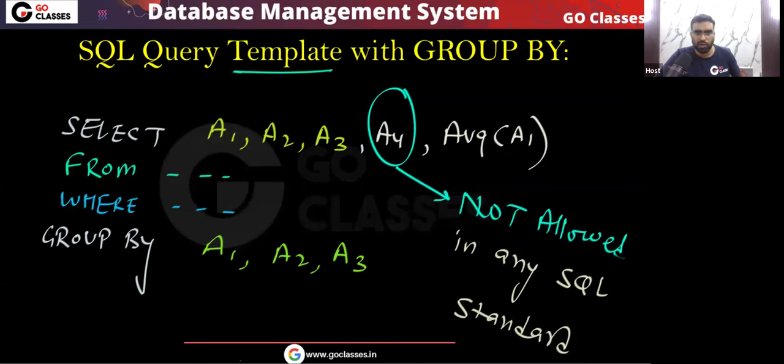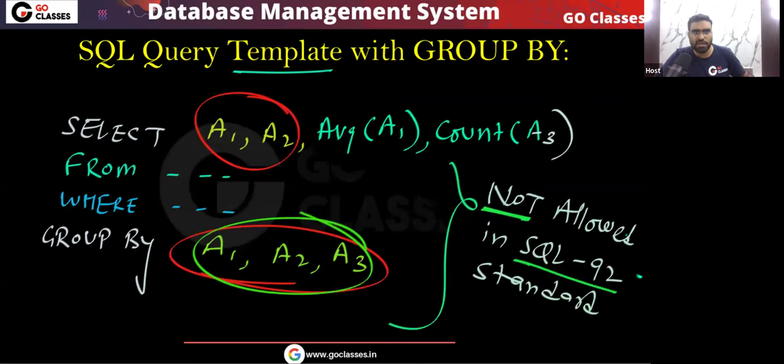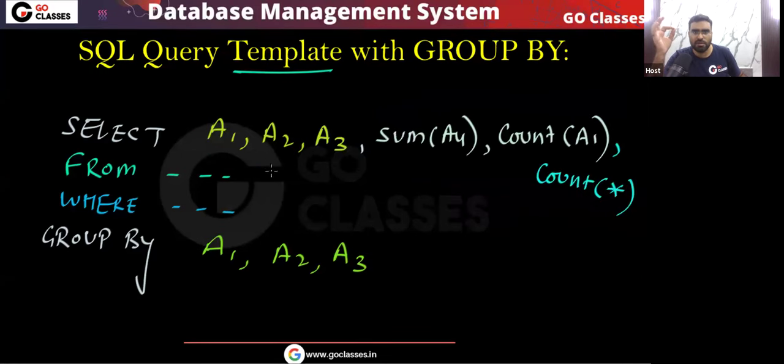Okay, and one more thing, if you have a1, a2, a3 here, but here you are putting a1, a2, you are not putting a3 directly. This is not allowed in SQL 92. So what is the conclusion then? You don't have to think too much. Just follow this template.